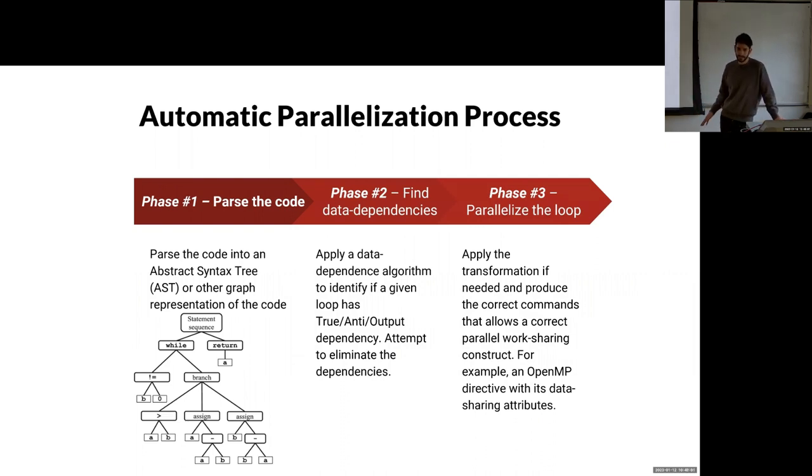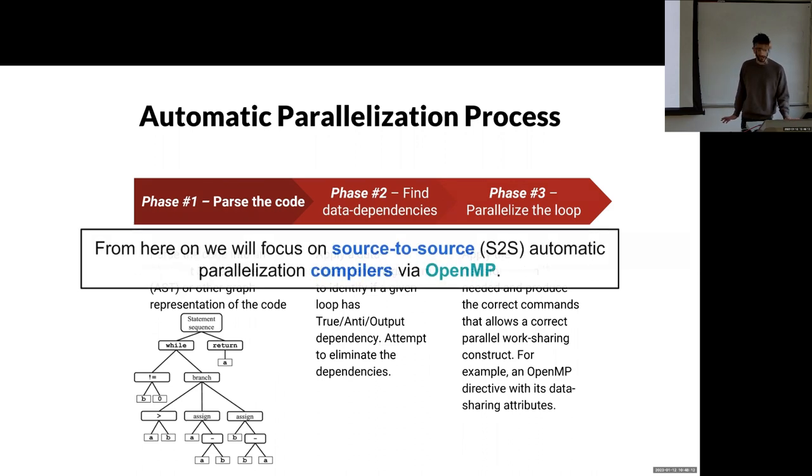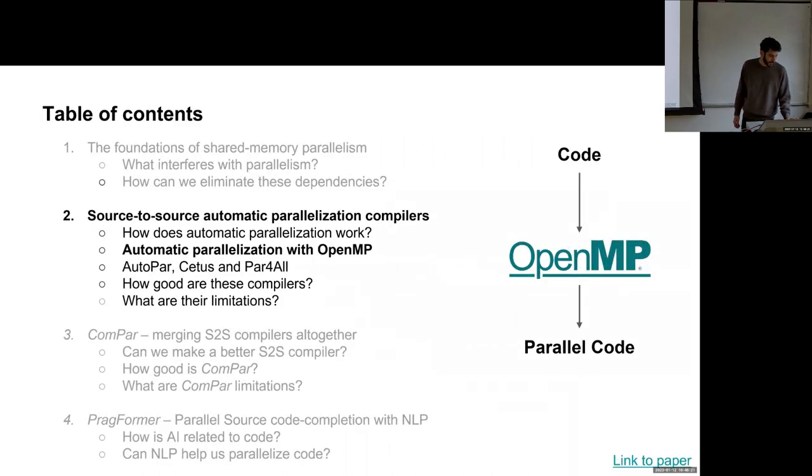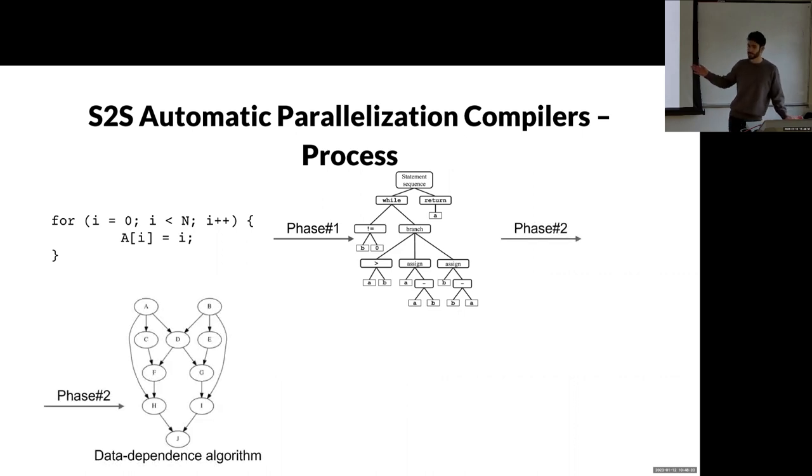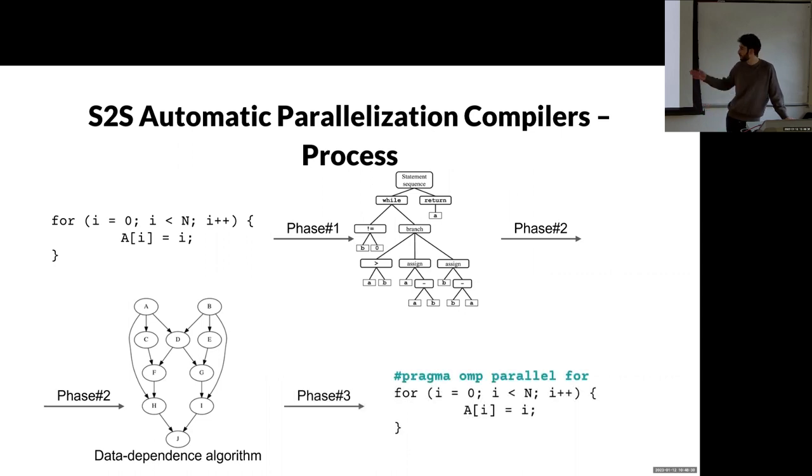If it doesn't have any dependencies, or it has some dependencies and we can, for example, put a private clause on it, then we'll insert the OpenMP directive or some other thing. From here on, I'm going to focus only on the approach of source to source with OpenMP. It's the most common one. So, automatic parallelization with OpenMP. As I said, we start with a source code. After phase one, we'll create this abstract syntax tree of the code. Then we'll go to phase two, which is applying some data dependence algorithm on the representation. And then we'll produce the OpenMP code along with the original code.